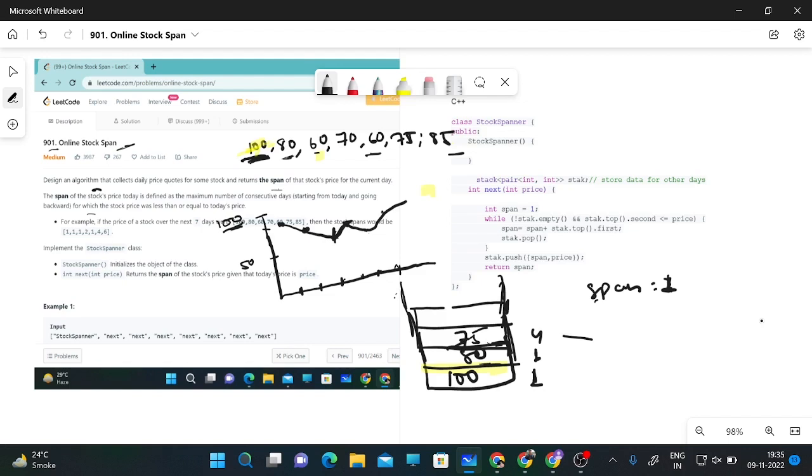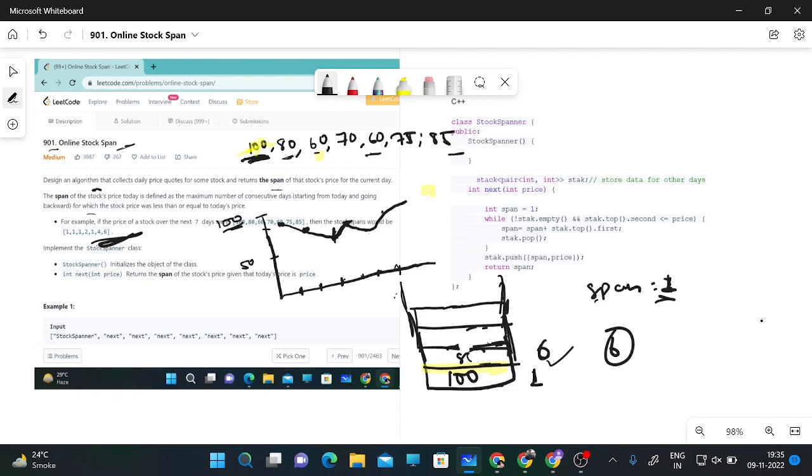Now again we will check for 85. 85 will be checked with this 75. It is less than 85, so it will add these two values and it will pop this value. For 85, this will be 5. The span of 85 is 1 in the starting time. Now it will check for this 80. It is again less than, so it will pop this one and it will add these two values, right? Now it is in decreasing order, so it will return 6 here. So this is our answer.